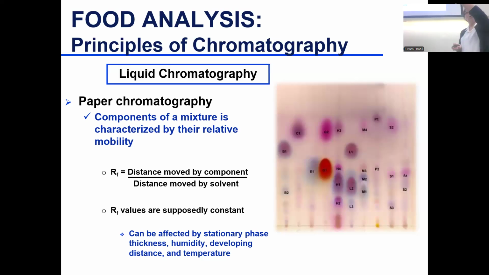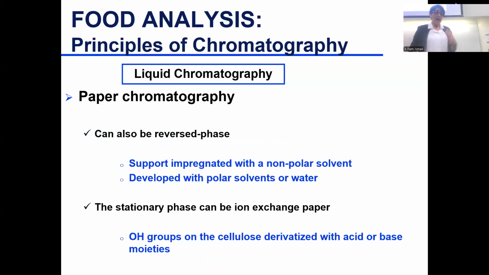And then how long the paper is, so the distance that is available for the solvent to move. So all of these factors will affect the RF. Usually you have to run standards on the same piece of paper as your samples so that you can get identification that is constant, because it's hard to repeat. Every time you run it on a different paper, you might get different results. So that's why it's not really a very well used technique for quantification or for real identification.